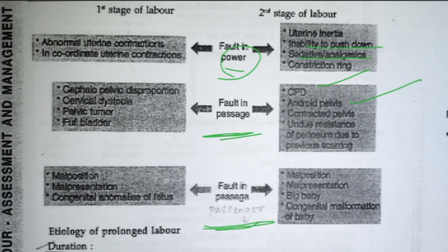And next, the passenger, that is the baby. If the baby is too big, it can't come out, or if the baby is in a mal position or mal presentation, even in that condition normal delivery will take time. Apart from this, if the baby has any abnormalities like congenital abnormalities, that also leads to prolonged labor.